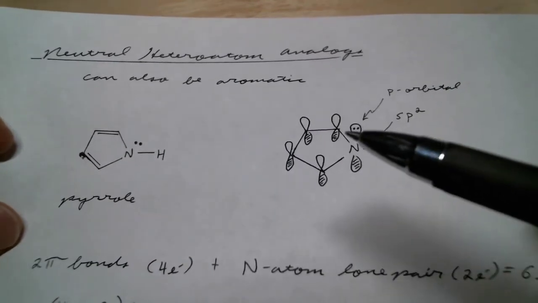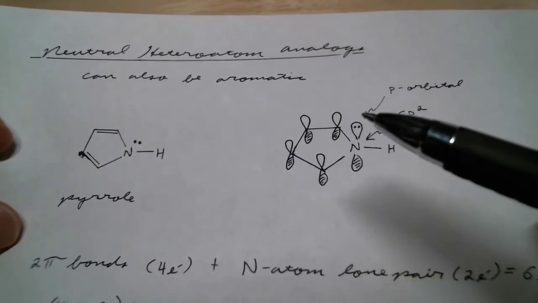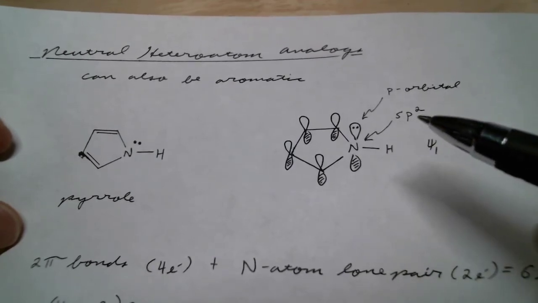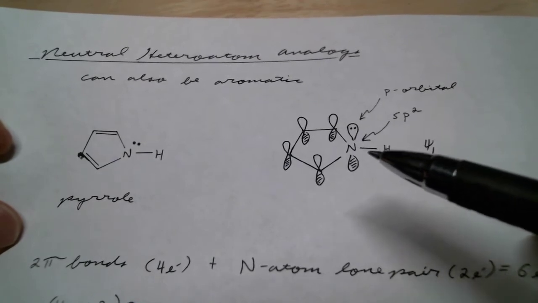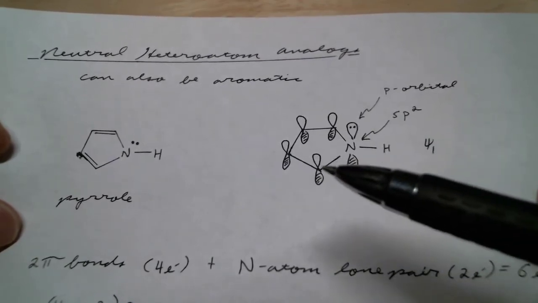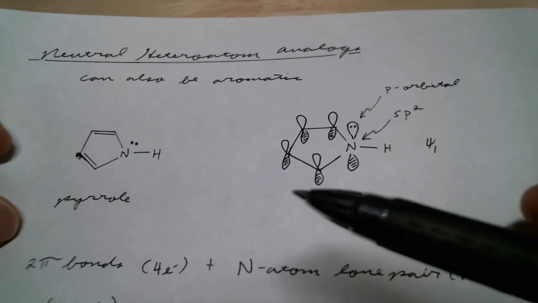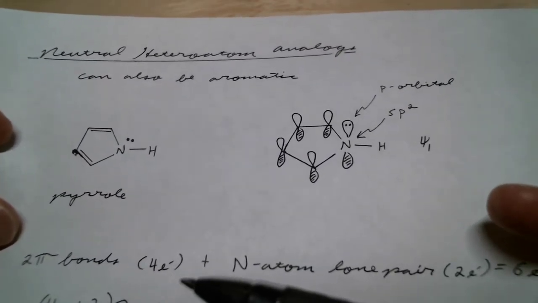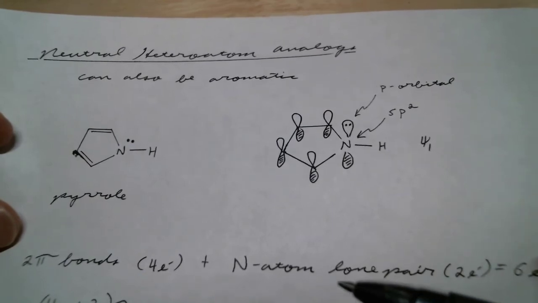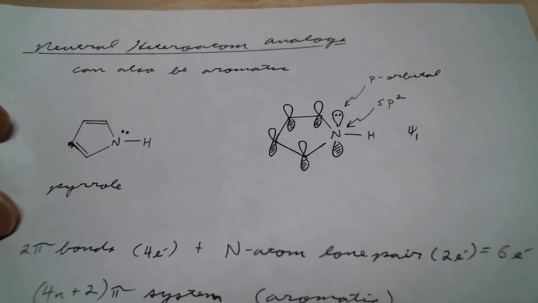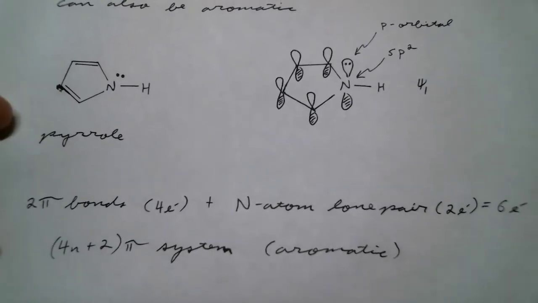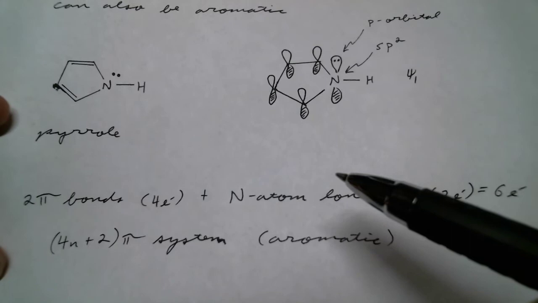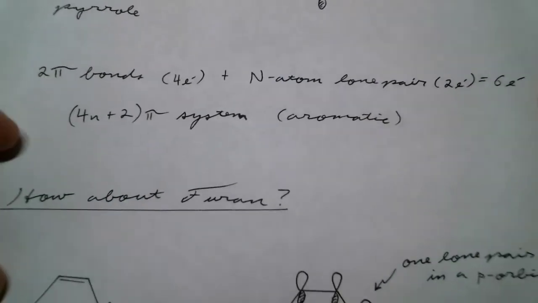Well, that lone pair of electrons is in a p-like orbital, right? The hybridization around our nitrogen atom is sp2-like. It likes to be in a p-like orbital because guess what? Once it is, we have a nice stable aromatic system, and it's neutral, right? We've got 2 pi bonds. That's a total of 4 electrons, plus the nitrogen atom lone pair, 2 electrons. That's 6 electrons, right? That's a 4n plus 2 aromatic system. We know there's a lot of stability associated with these aromatic systems.